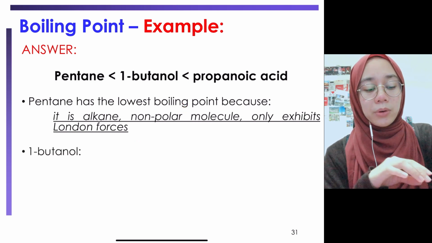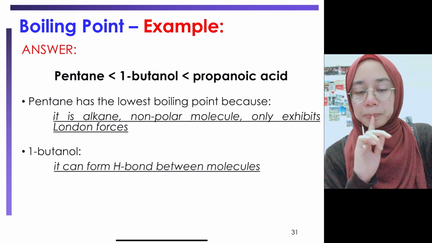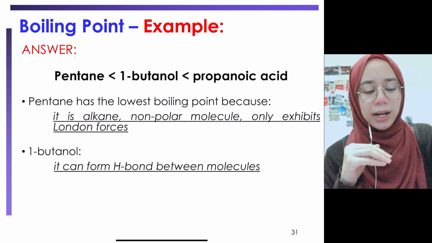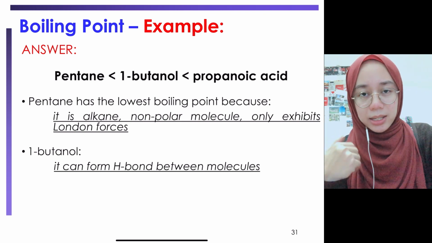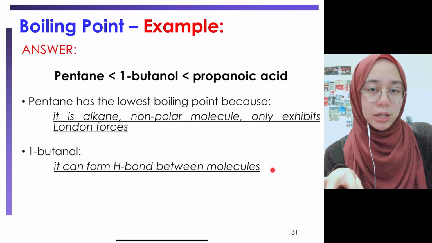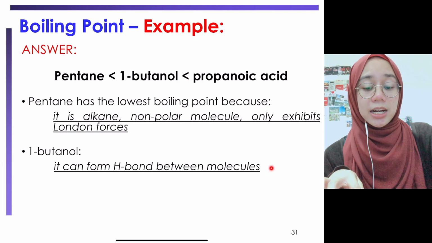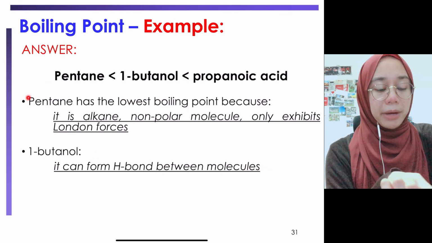Okay, meanwhile, what about 1-butanol? So 1-butanol pula, yang ni depends, kamu nak compare dengan pentane kah, kamu nak compare dengan carboxylic acid, it's up to you. Okay, so untuk 1-butanol, it can form hydrogen bonds between molecules. Therefore, it has stronger intermolecular forces, so it has a higher boiling point compared to pentane.